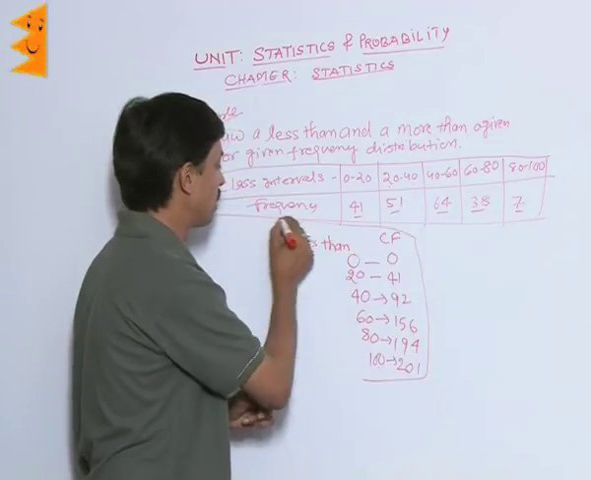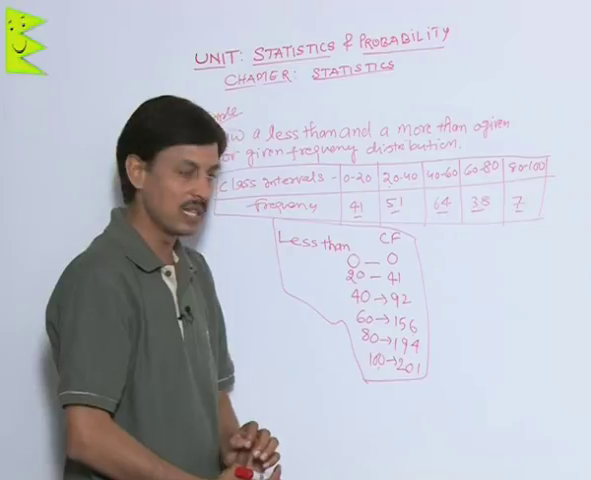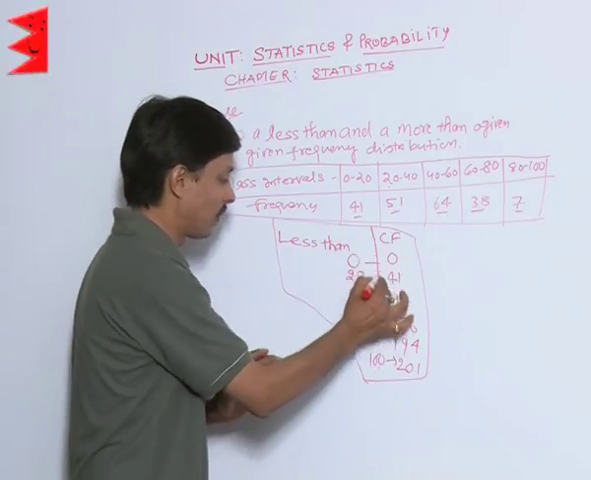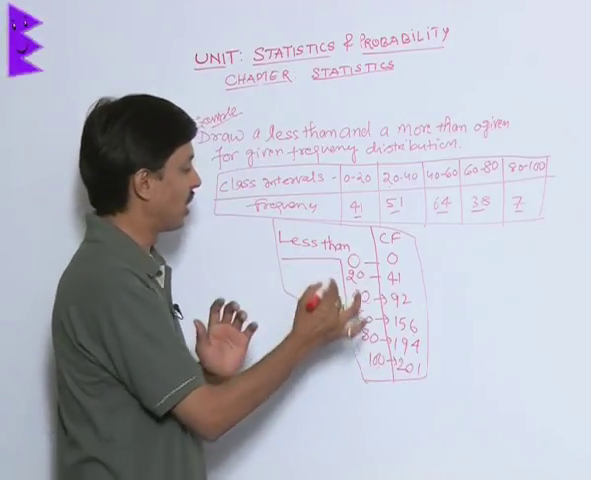So this was the data obtained from 201 students of a class of a school, where we want to draw a cumulative frequency curve for a less than, or we can say we want to draw the less than ogive.